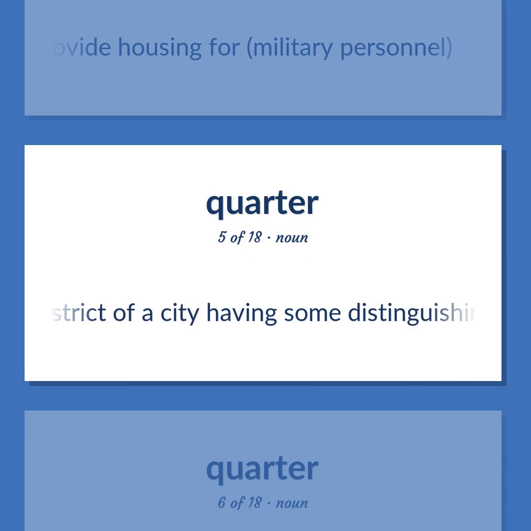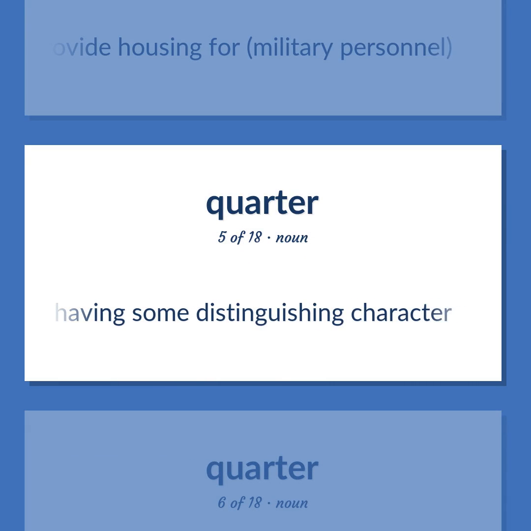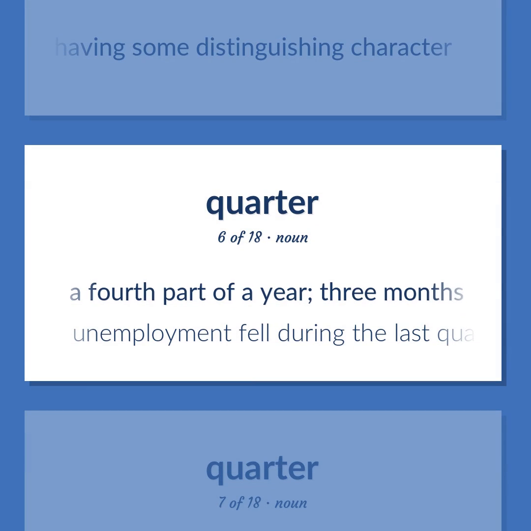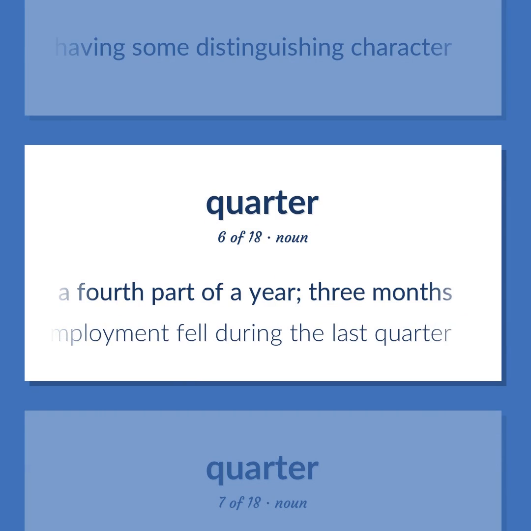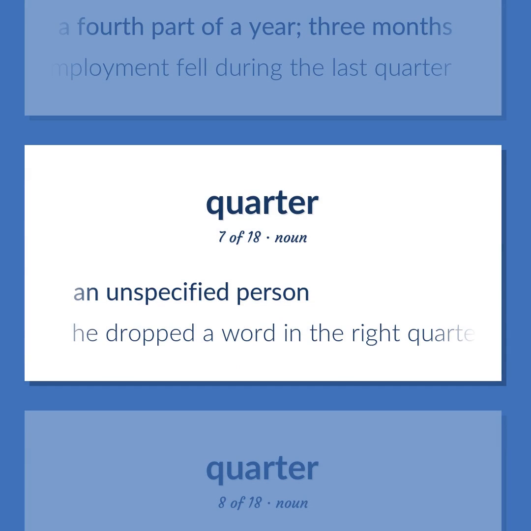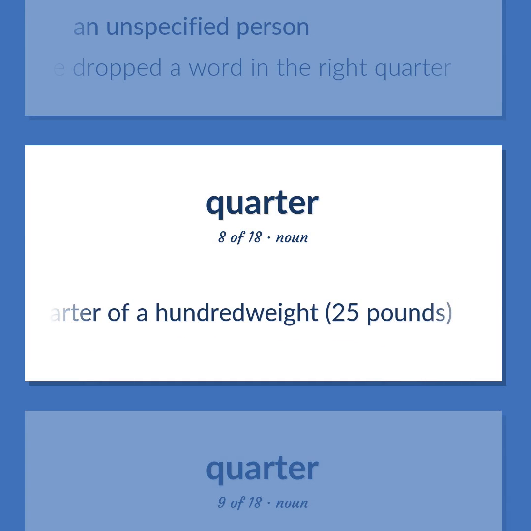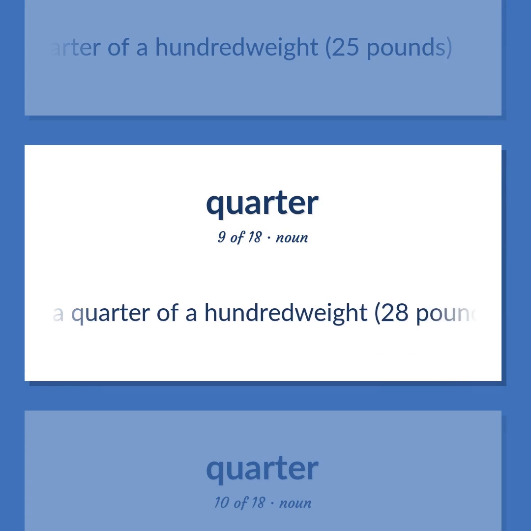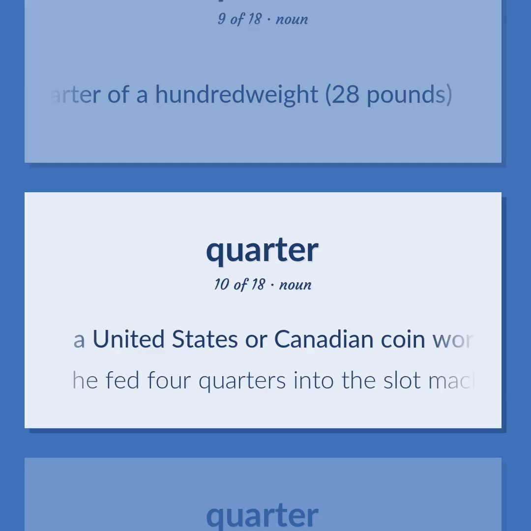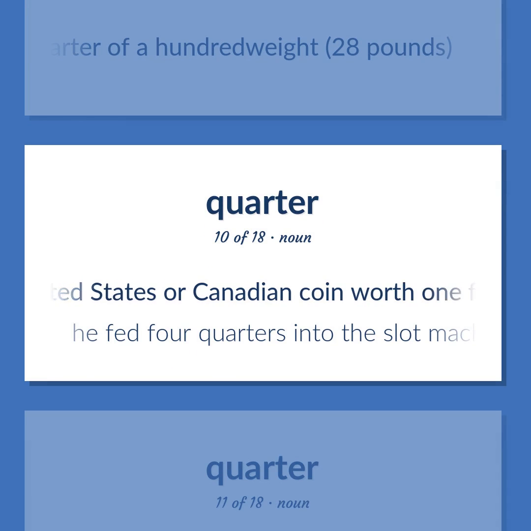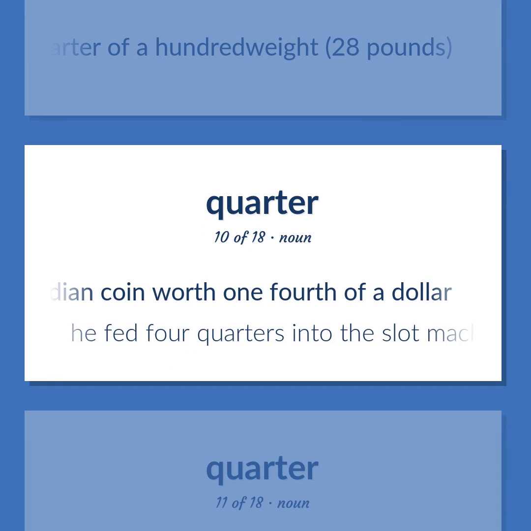A district of a city having some distinguishing character. A fourth part of a year, 3 months. Unemployment fell during the last quarter. An unspecified person. He dropped a word in the right quarter. A quarter of a hundredweight, 25 pounds. A quarter of a hundredweight, 28 pounds. A United States or Canadian coin worth 1/4 of a dollar. He fed 4 quarters into the slot machine.